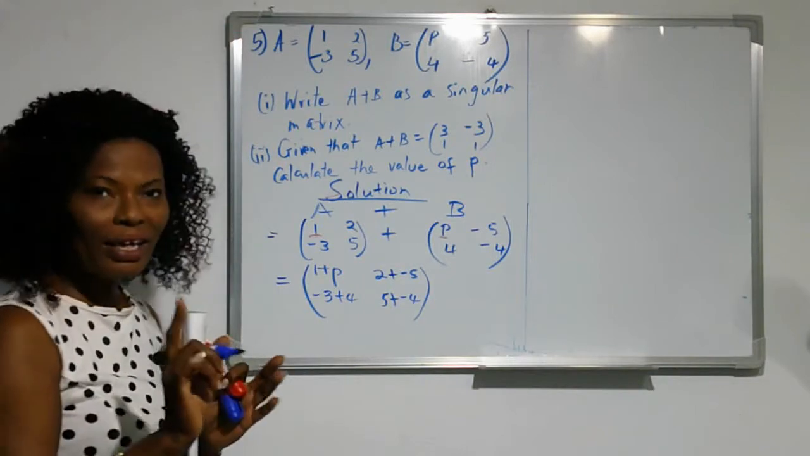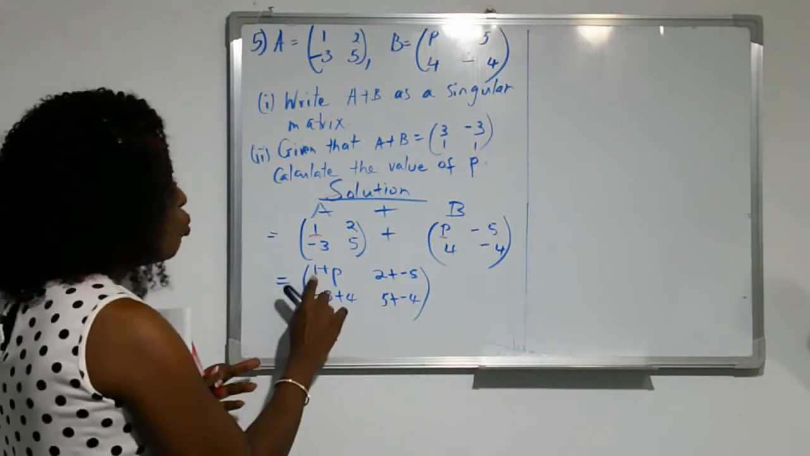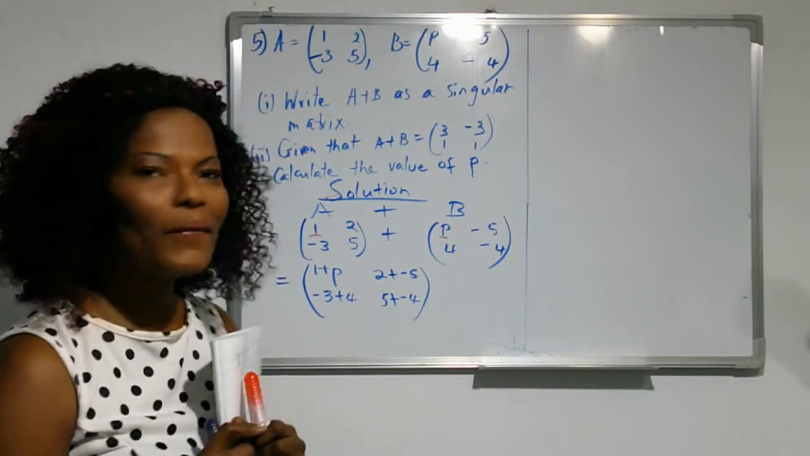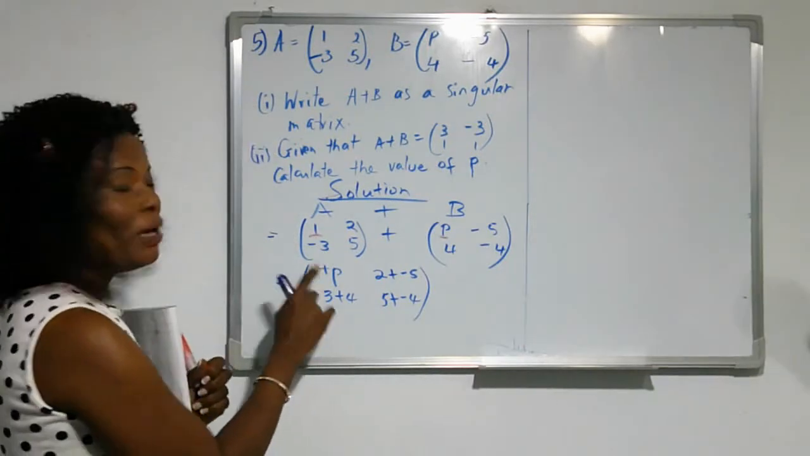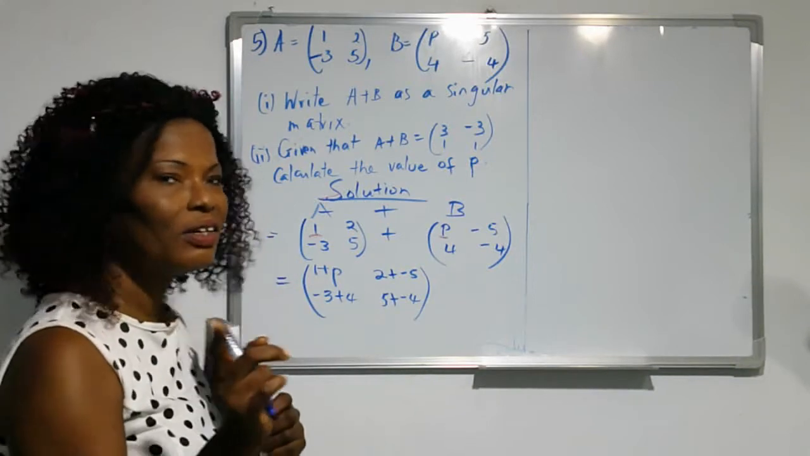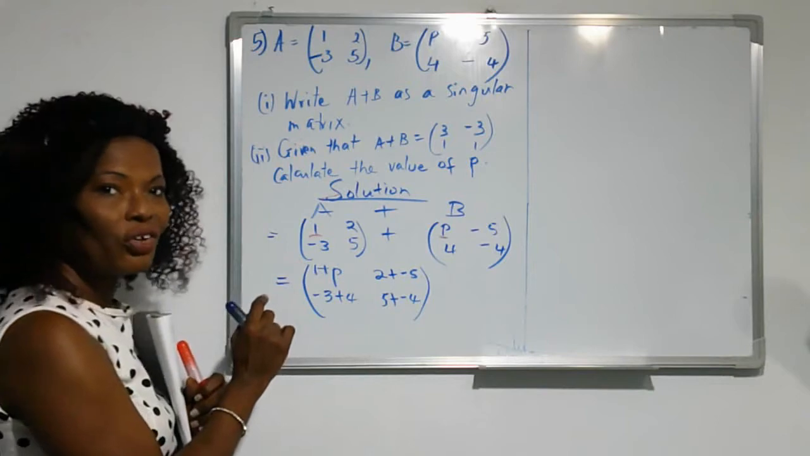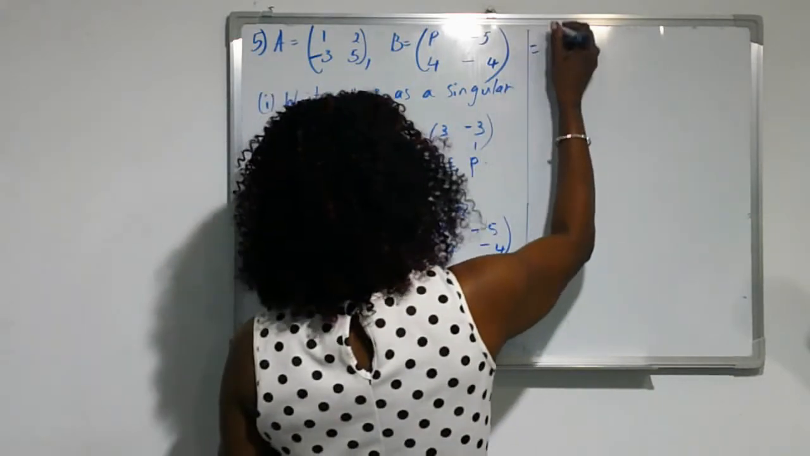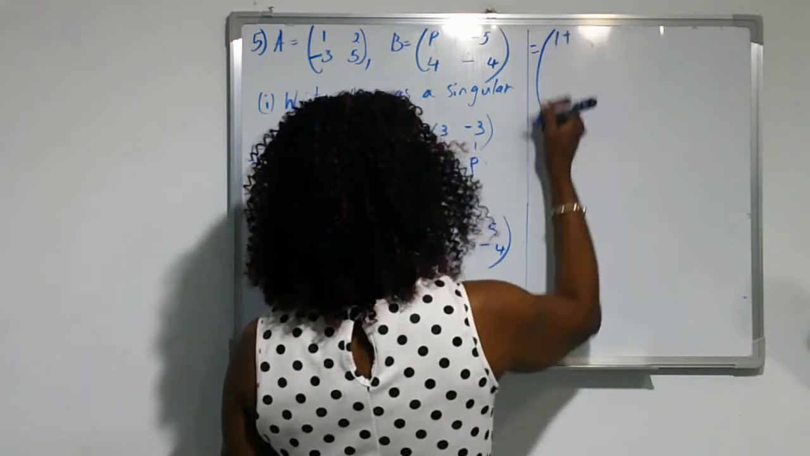Now, again, we're simplifying. Now, 1 plus P. What's 1 plus P? 1 plus P remains 1 plus P, because 1 is a number and P is a letter. And we cannot add unlike terms. Get that? So 1 plus P cannot be simplified any further.